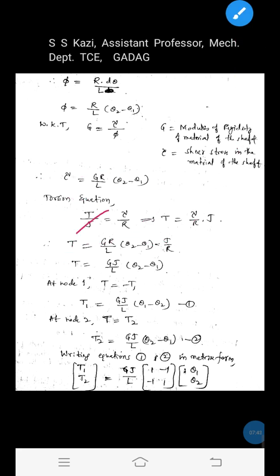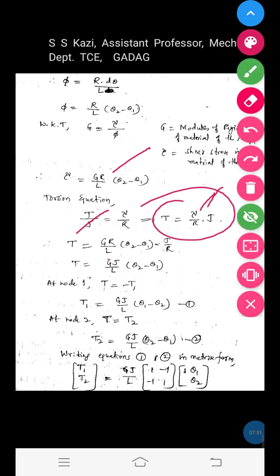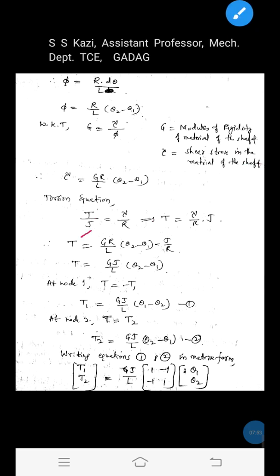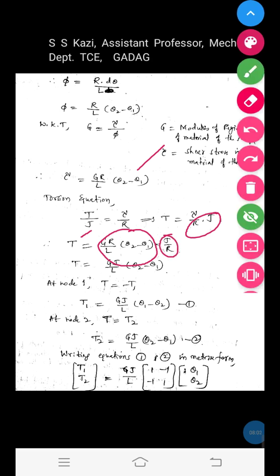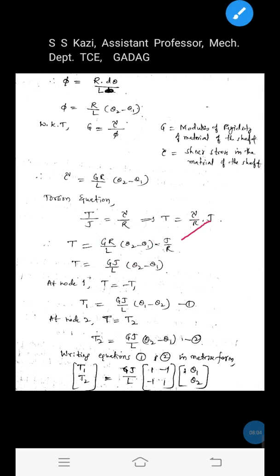If you substitute for this tau into this equation, you will get T is equal to G R by L, theta 2 minus theta 1, and the remaining J by R. In this equation R gets cancelled and remains T is equal to G J by L, theta 2 minus theta 1. This is the equation we got.